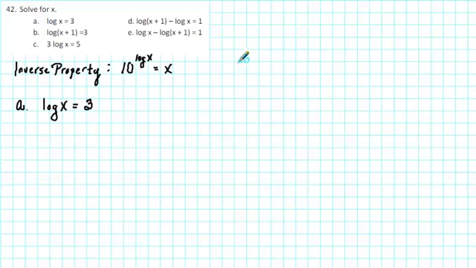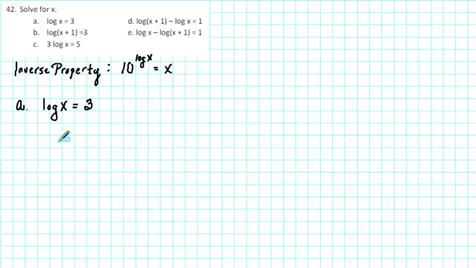Solve for x. In part A, we're asked to solve log of x is equal to 3 for x. Well, if we understand common logarithms, then this is fairly easy. A common logarithm is simply a power of 10. So in this case, x must be the third power of 10. 10 to the third power is 10 times 10 times 10, which is equal to 1,000.